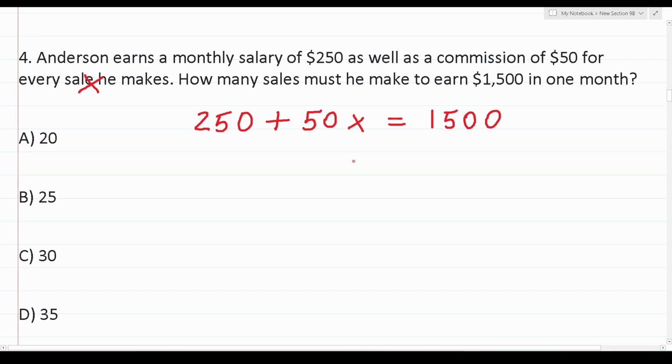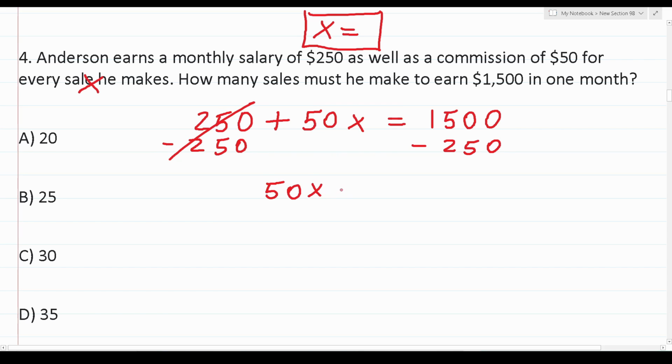And let's go ahead and work on solving it. In this case, we're going to be solving for x. So at the end of the day, we're going to get x equal to something by itself. And it should be obvious that x refers to the number of sales he has to make. All right, so first things first, let's subtract 250 from both sides. All right, this crosses out here, leaving you with just 50x on this side. And you should be able to do this mentally, but if you can't, I'll go ahead and work it out.